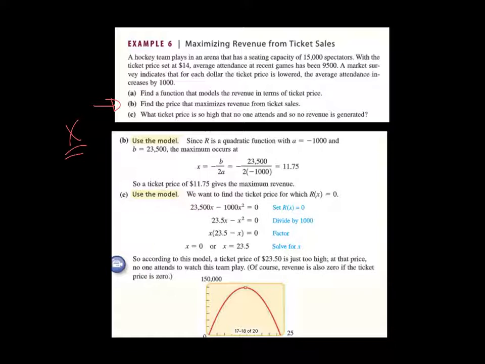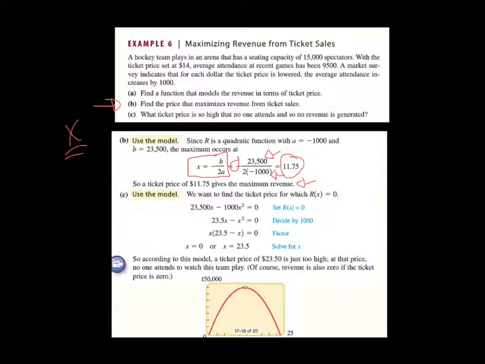So we're going to use our model, and we're going to stick with just finding the x value of the vertex. Is it the opposite of b over 2a? Seeing that our model was a little bit backwards, keep in mind that b was the 23,500 and a was the negative 1,000. So after we do a little bit of number crunching, 23,500 divided by negative 2,000, and the opposite of all that will be a positive $11.75. So there you go.